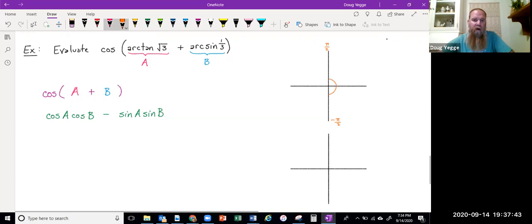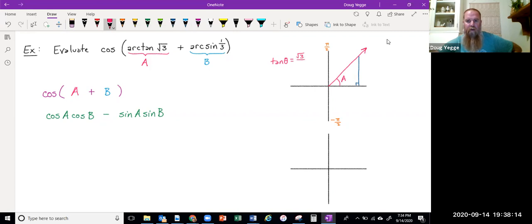And so if we were to draw arctangent of root 3 being a positive answer, that would mean that I have some angle right here, which I'll refer to as angle A. And if I drop my triangle, since I'm dealing with arctangent of root 3, that also means that tangent of theta is equal to root 3, or in other words, root 3 over 1. So that would mean that my opposite side is root 3, my adjacent side is 1, and I could use the Pythagorean Theorem to find my last side.